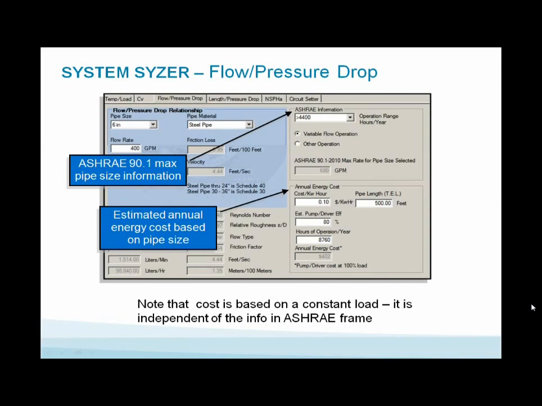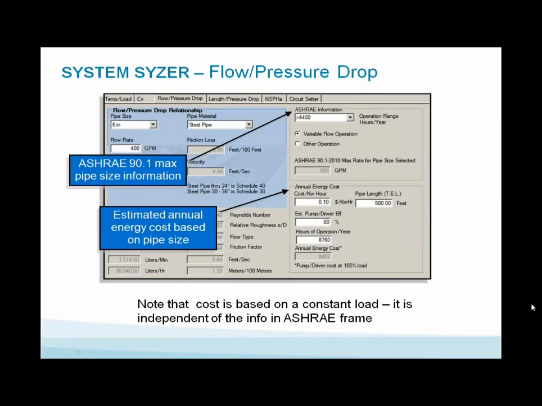You will find this Windows-based version of the system sizer includes this in the pipe sizing. We're going to go through one in a few minutes, but real quick, take a look at this when you go to start looking at flow and pressure drop. You have a right-hand column there that says ASHRAE information. What you've got to do is plug in how many hours a year you think you're going to run your pump, which is right out of that table. And you've got to pick whether it's variable flow or other operation, and other operation is pretty much constant flow. Once you've done that, it will not allow you to pick a pipe too small per ASHRAE 90.1 2010.